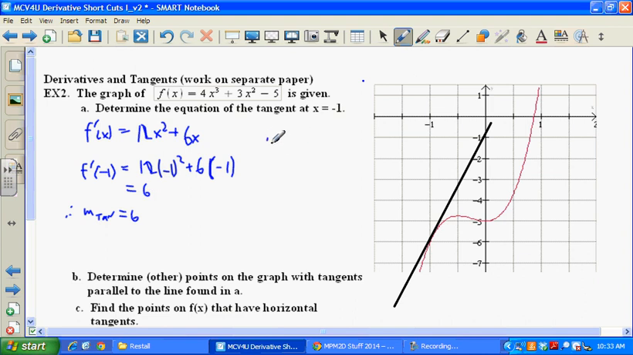And then I can use good old y equals mx plus b, where m is 6, x is minus 1. Now what's y? Y is f at minus 1. Put that in the original equation, you get, what is f at minus 1? Minus 6. All right, 4. Just put it into the original equation.